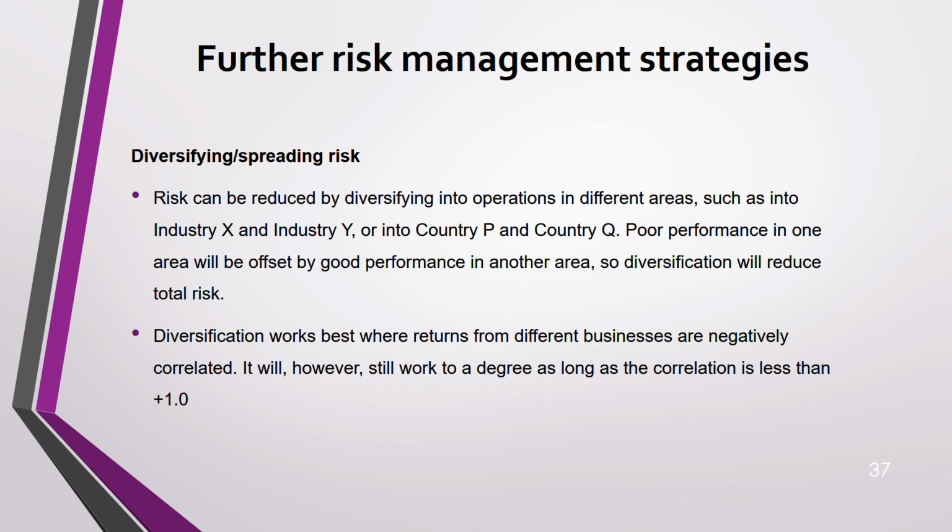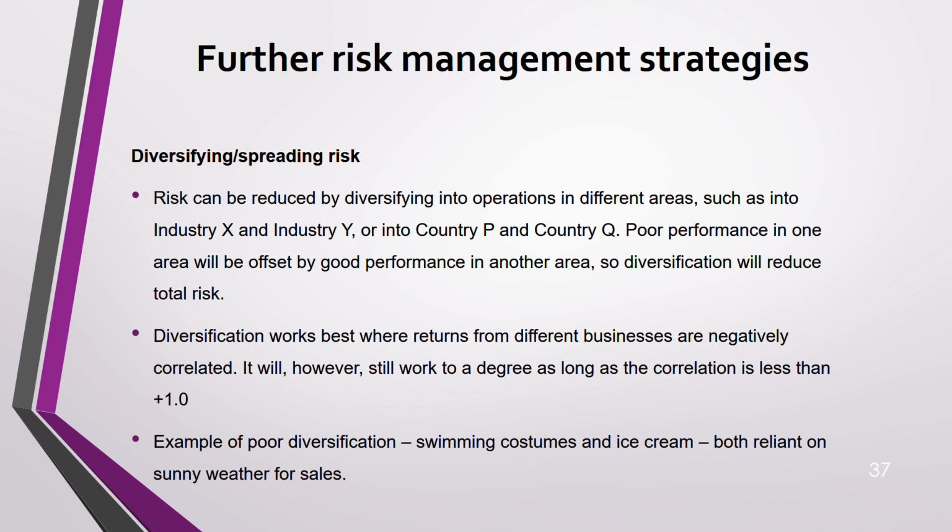Now it works best for those businesses where it is negatively correlated. You must have heard in my previous lecture what negative correlation is. Negative correlation means when one risk increases, the other risk reduces. Then only diversification will work best. However, it still works to a degree as long as the correlation is less than plus 1. Plus 1 is the worst case, but even if it's less than 1, like 0.95 or 0.8, it will still work. Not positive correlation, where both risks increase. No, negative: one increases, one decreases. Then only diversification will work.